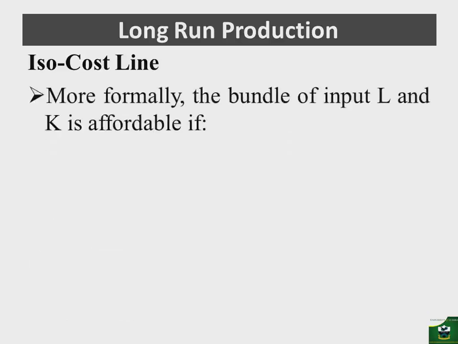So more formally, the bundle of inputs L and K are affordable if the cost of the inputs is greater or equal to the summation of the cost coming from labor and that coming from the capital. In other words, the bundle of inputs is affordable if the sum of the payments to the factors is less or equal to the total cost.